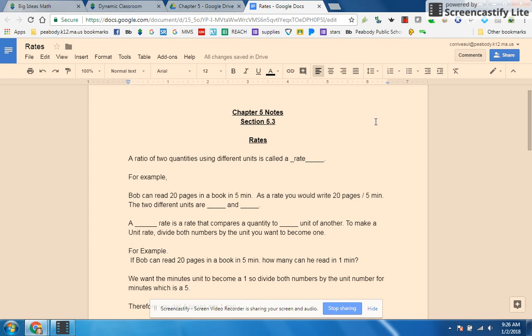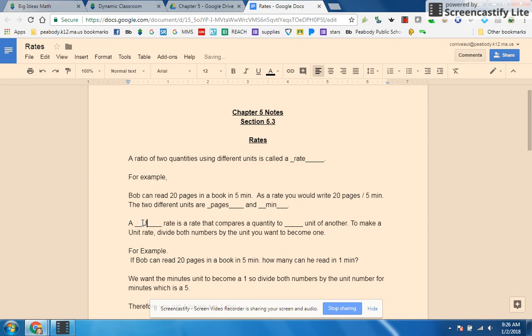Like before we were comparing things like red marbles to blue marbles. Either way, they're still marbles. Now we're comparing things that could mean different times. For example, Bob can read 20 pages in a book in 5 minutes. As a rate, you would write 20 pages in 5 minutes. So we're comparing two different units. One is pages and one is minutes. The two different units are pages, make sure you write this, and minutes, okay?